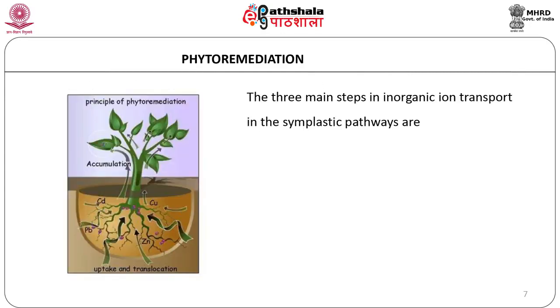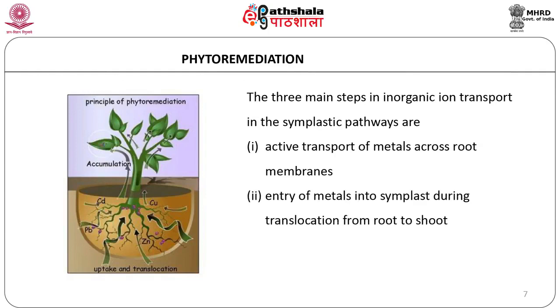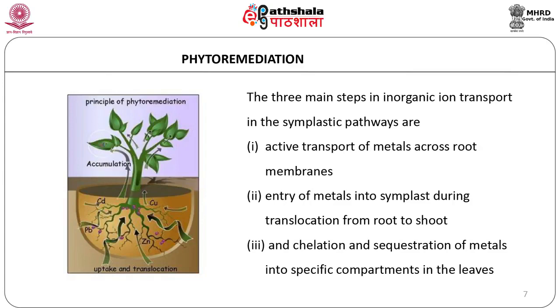Phytoremediation. The three main steps in inorganic ion transport in the simplest pathways are active transport of metals across root membranes, entry of metals into symplast during translocation from root to shoot, and chelation and sequestration of metals into specific compartments in the leaves. Phytoremediation, the use of plants to remove or degrade contamination from soils and surface waters, has been proposed as a cheap, sustainable, effective and environmentally friendly alternative to conventional remediation technologies. Plants use solar energy to extract chemicals from the soil and to deposit them in the above ground part of their bodies or to convert them to a less toxic form.